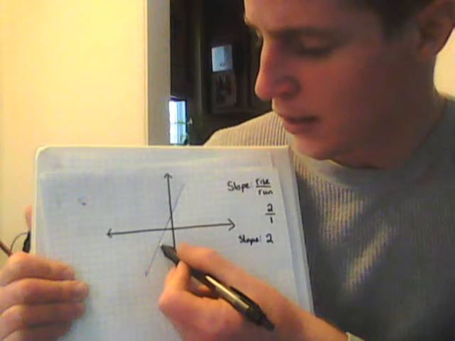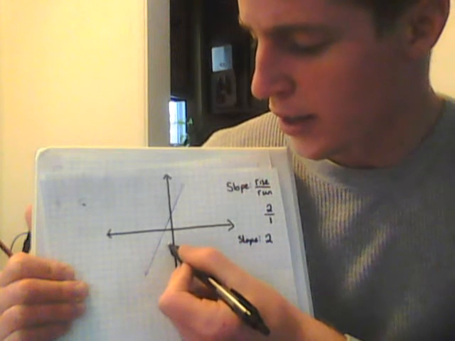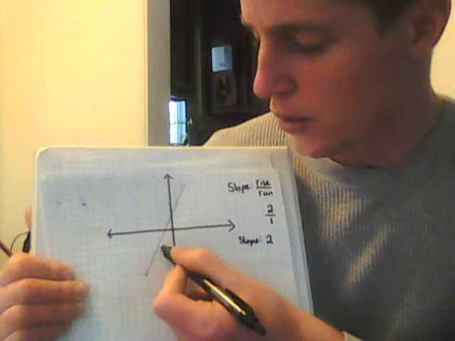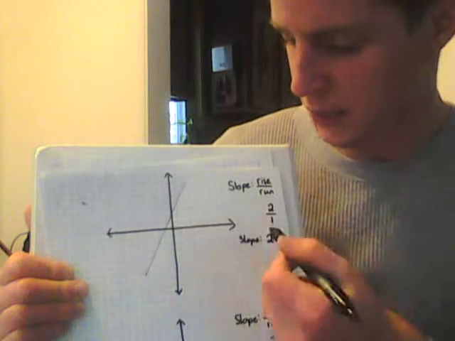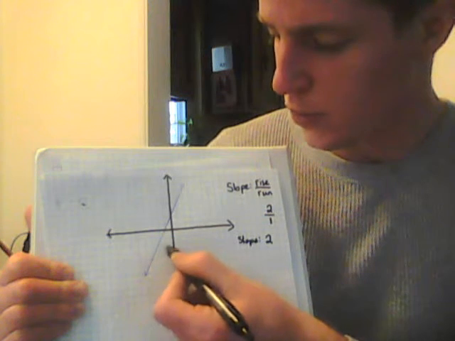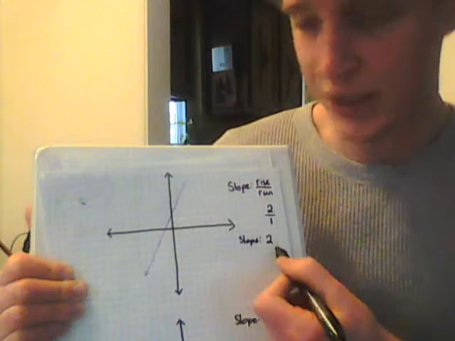Let's start right here. Our run would be from here to here, so that's 1. Our rise would be here to here, so that's 1, 2. So run is 1, rise is 2. It's rise over run, so our rise was 2, our run was 1. 2 over 1, rise over run, our slope is 2.